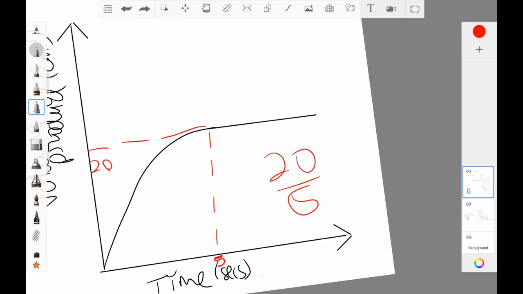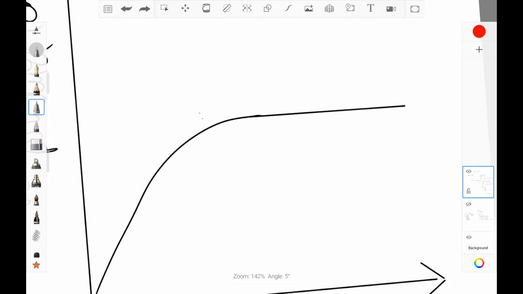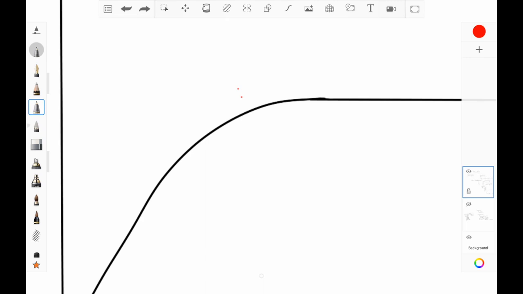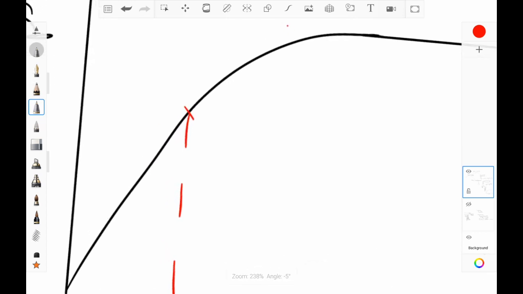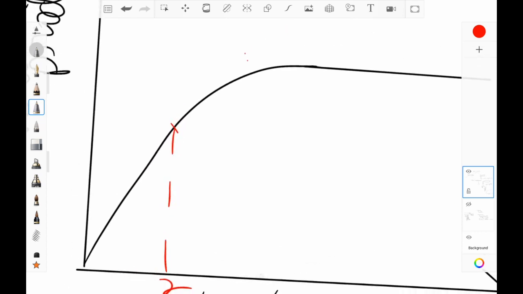That's the average rate of reaction. If I asked you to find the actual rate of reaction for the graph as a whole, let's say at this point, right? We'll call this 2 seconds. And I asked you to calculate the actual rate of reaction. You would take a tangent, making sure that this angle and this angle are roughly equal, and you would calculate the gradient along this tangent.